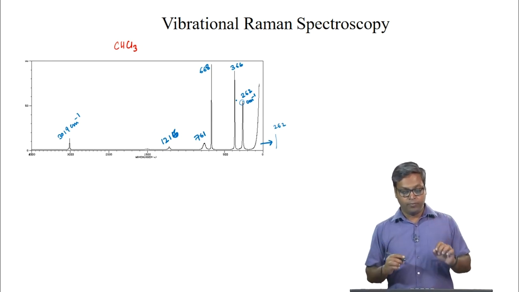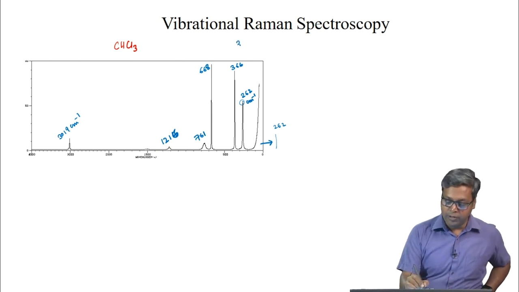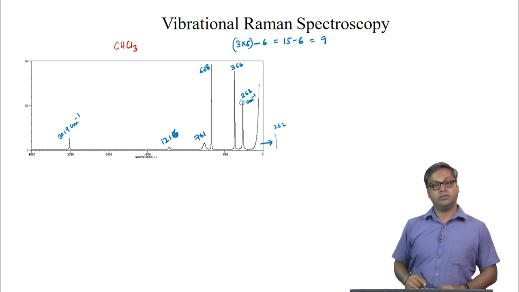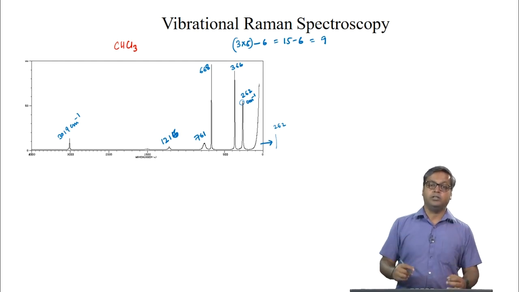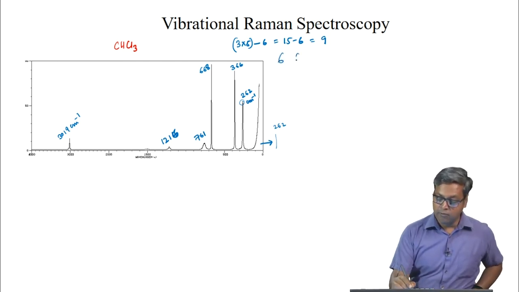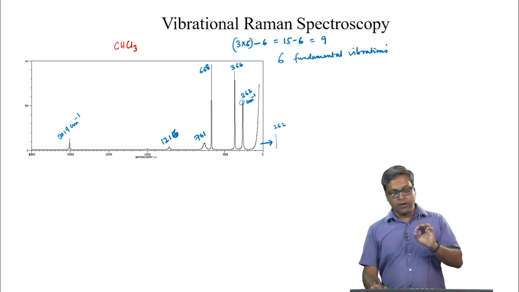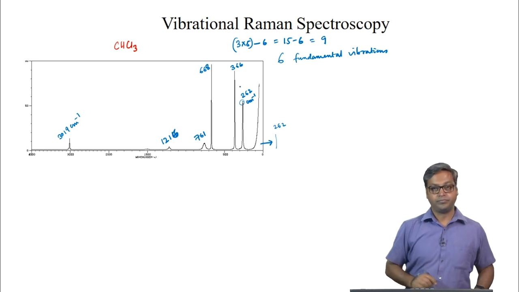In chloroform, we have 5 atoms. So, we have 3 times 5 minus 6, that is 15 minus 6, or 9 vibrations. We can expect 9 vibrations, but out of these, 3 vibrations are doubly degenerate. So, we are left with 6 fundamental vibrations, and the 6 fundamental vibrations we see here in the 6 different peaks.